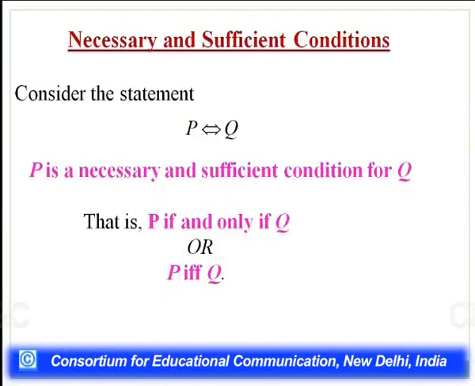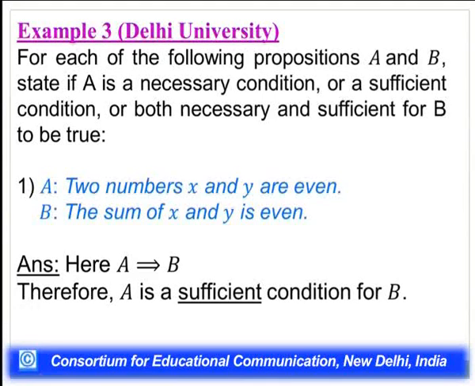And if we have that P and Q are equivalent propositions, then we say that P is both a necessary and a sufficient condition for Q. That is P if and only if Q, or as I mentioned a couple of slides before, P IFF Q, if and only if. Okay, so let's look at some examples here.